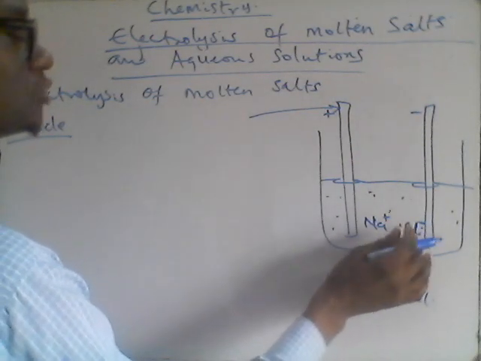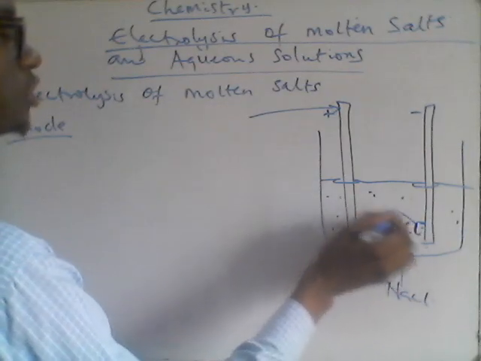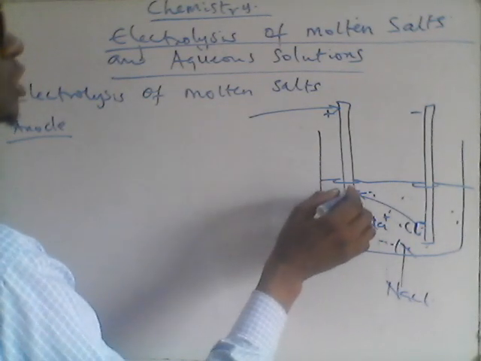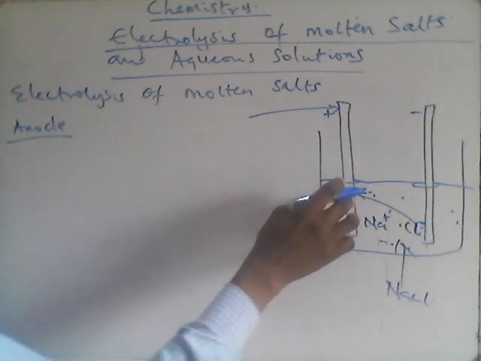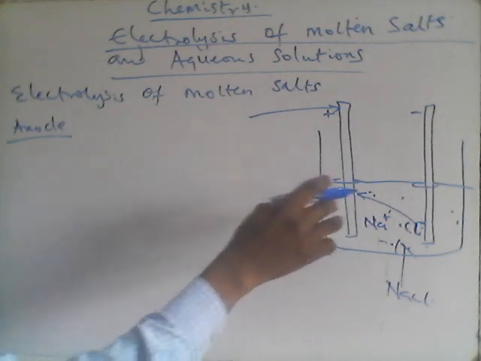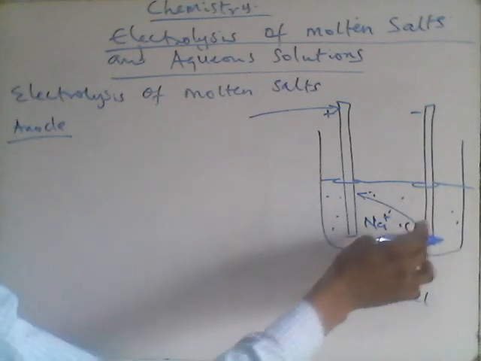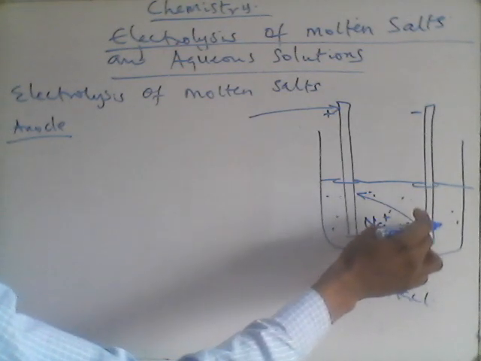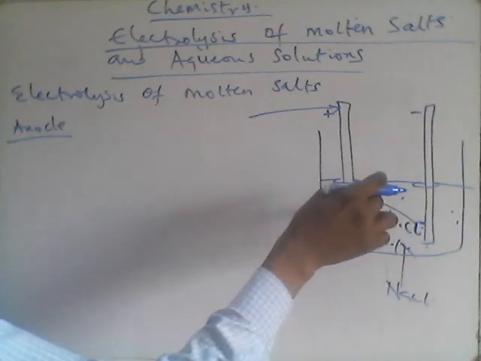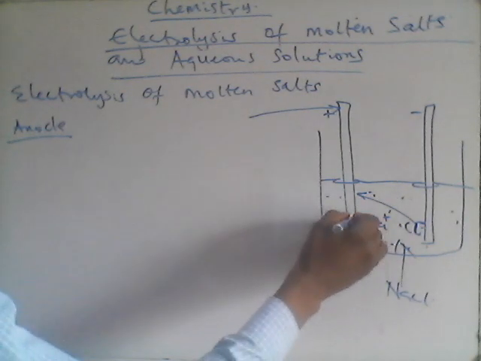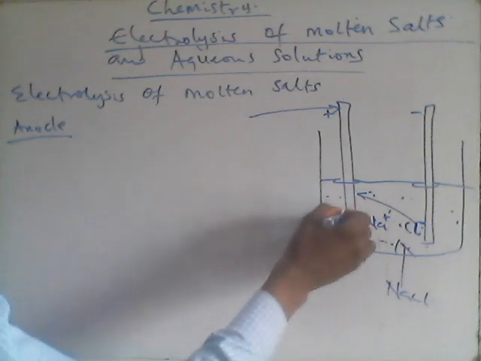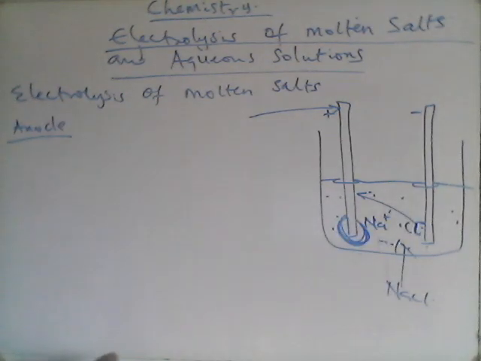And this one is negative, so it's like a kind of attraction. This one migrates towards the anode and loses electrons to become neutral, because it has so many electrons. So it loses electrons to become chlorine, and it is deposited at this point as the non-metal, which is chlorine.